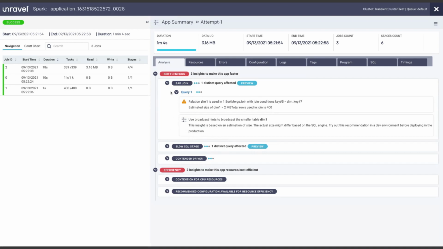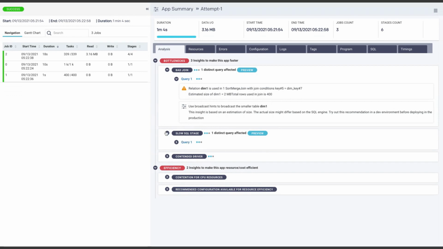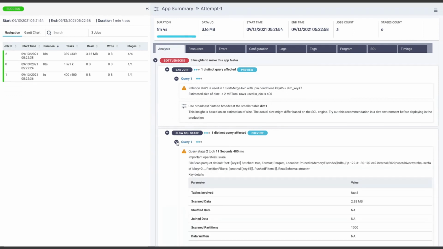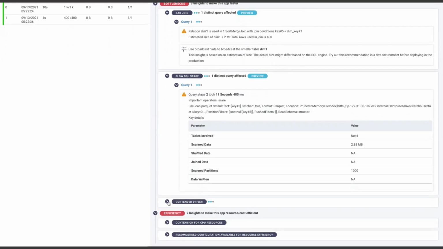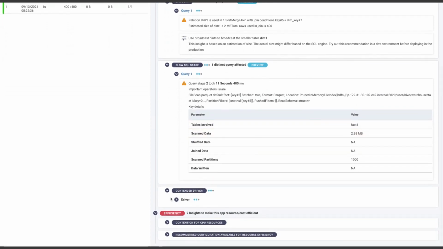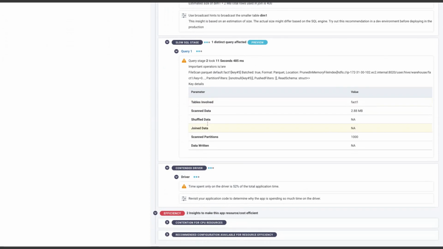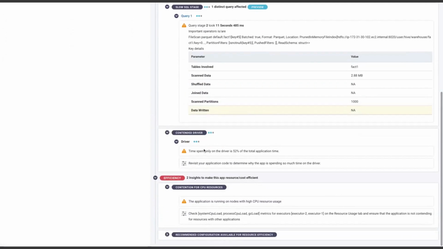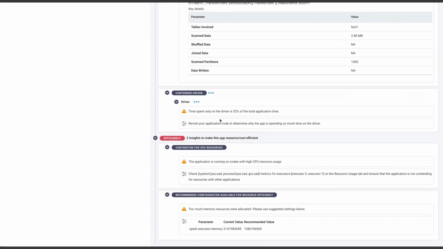So let's take a look at a couple of these bottlenecks here. We've got a slow SQL stage, a bad join, a contended driver. And so Unravel is very intelligent in the way that it comes in, takes a look at the application as it's being run in real time, and then identifies these opportunities to make improvements. Okay, and scroll down. We have a contended driver, contention for CPU resources. So these are again ways that you can improve efficiency and then not only identify what those issues, those challenges are, but also make recommendations around how you can improve those.